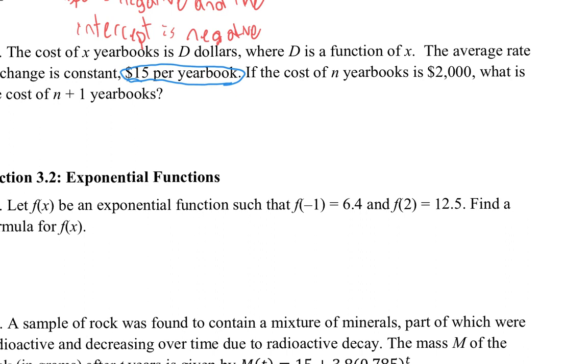So we have n yearbooks costing $2,000. We're increasing it by 1. Increasing it by 1, as we just said, increases the total price by 15. That's what constant rate of change, or average rate of change being constant, is saying. So that means that n plus 1 yearbooks will be $2,000 plus 15 more for the extra yearbook. It's $2,000 for n yearbooks, so n plus 1 is going to be $15 more, because there's just one more yearbook. So it's going to be $2,015.